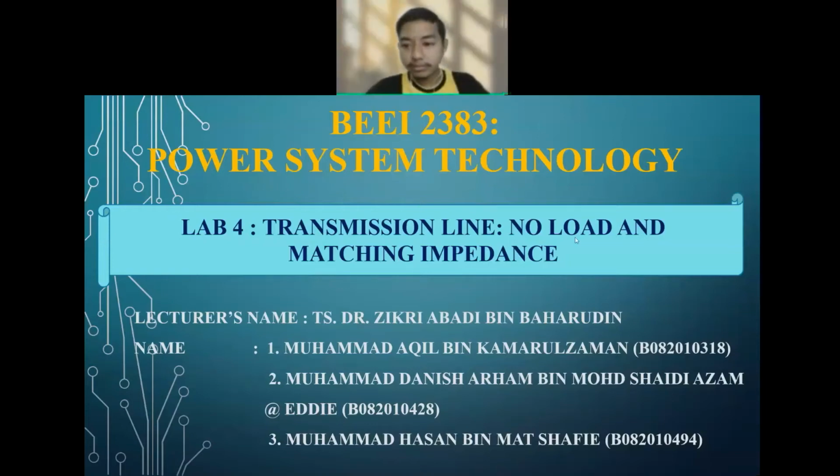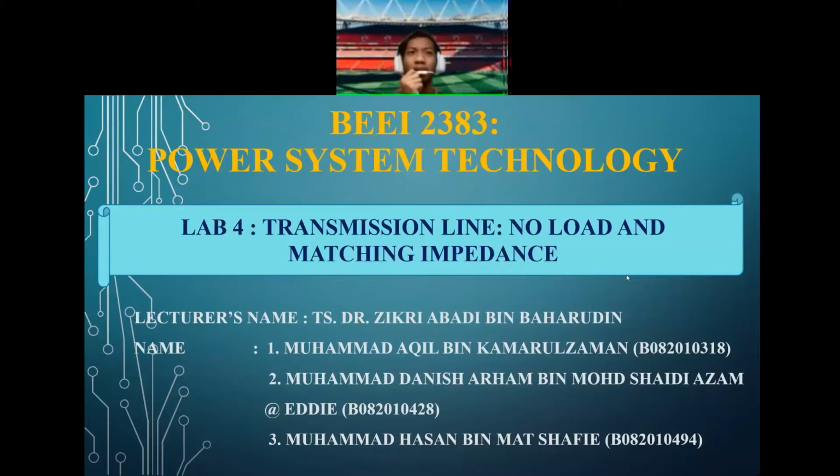Assalamualaikum. Our group is from room C. We present about the last lab, that is Lab 4, about the transmission line, no-load and matching impedance.